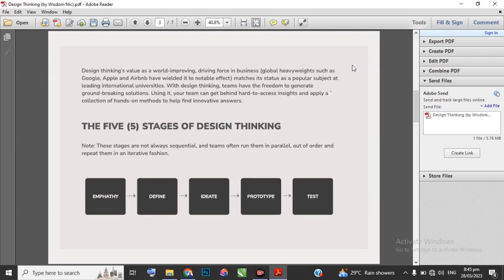Let's get to work. These are the 5 stages of design thinking: the empathy phase, the define phase, ideate, prototype, and test. I will explain each of these phases one after the other. But before I do that, I want you to note that these stages are not always sequential. What this means is that any one can come first. Take for instance, ideate can come first.